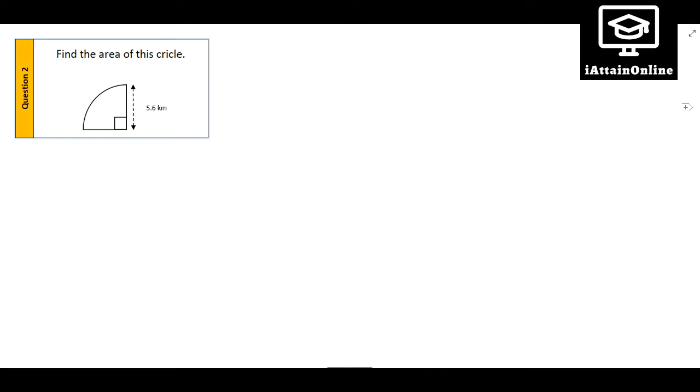Next example. This time you have not been given a whole circle. However, if it were a whole circle, that distance that I've given you, this is the radius again. So what you've actually been given, this little square here, tells you that that is 90 degrees. Now in a full circle, there are 360 degrees. If I were to simplify this fraction, that tells me that I have a quarter of a circle.